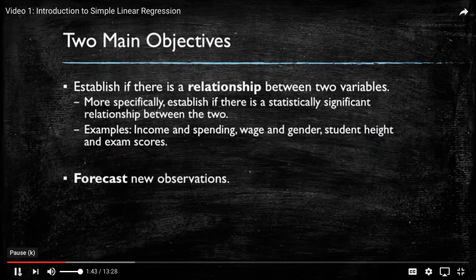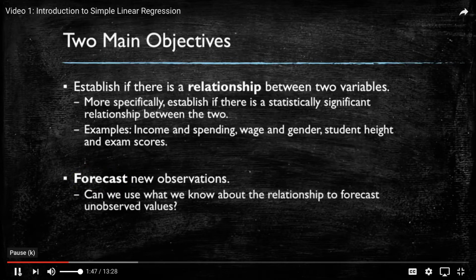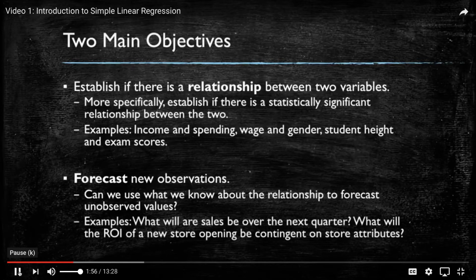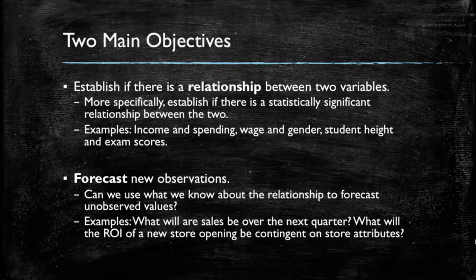Our second objective is to forecast new observations. And what we mean here is, can we use what we know about an existing relationship to forecast unobserved values? Let me give you a couple of examples. For instance, if we know that our sales tend to grow over time, and we even know how strong this relationship is and how fast our sales grow, we could use this information to predict or forecast what our sales will be over the next quarter.